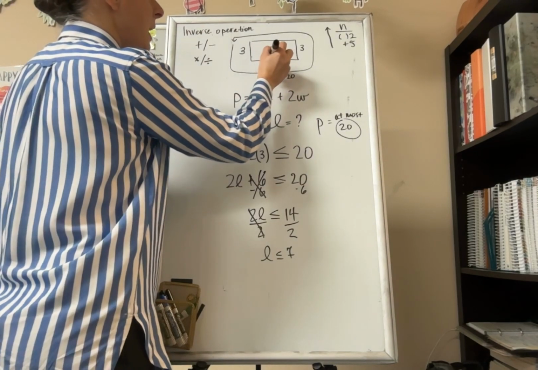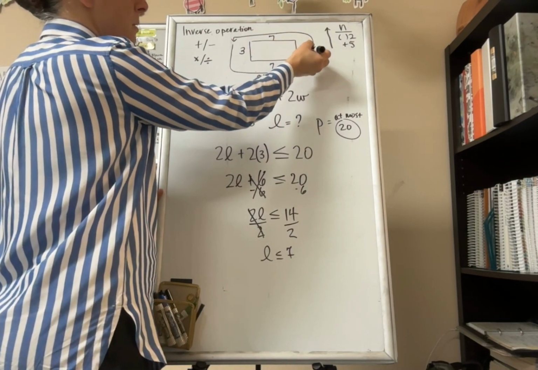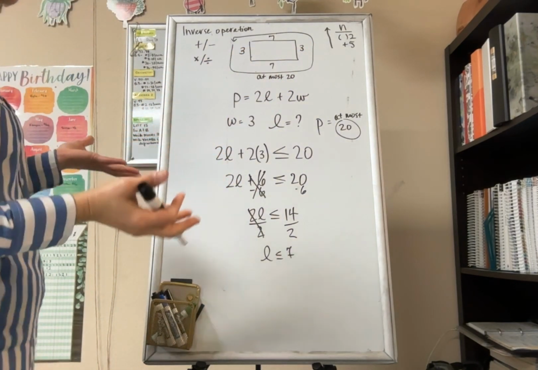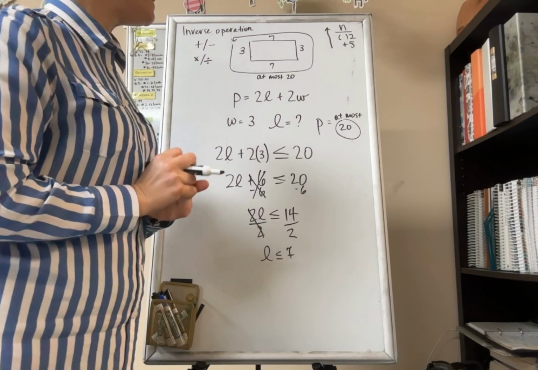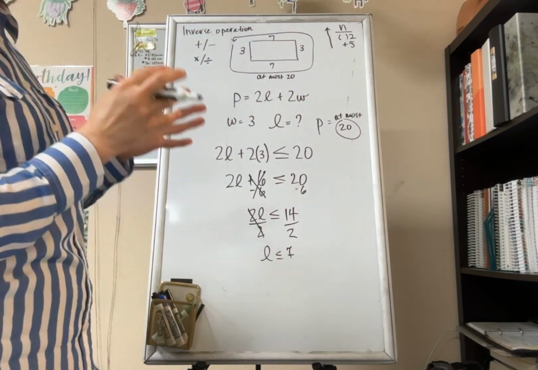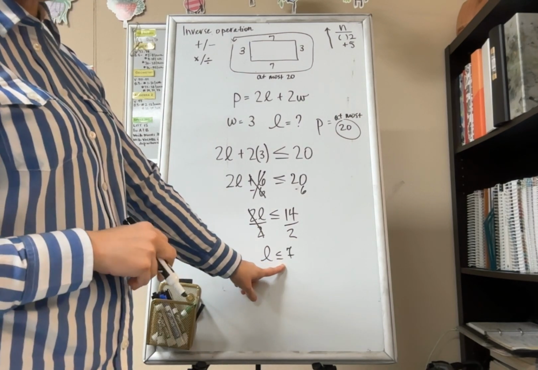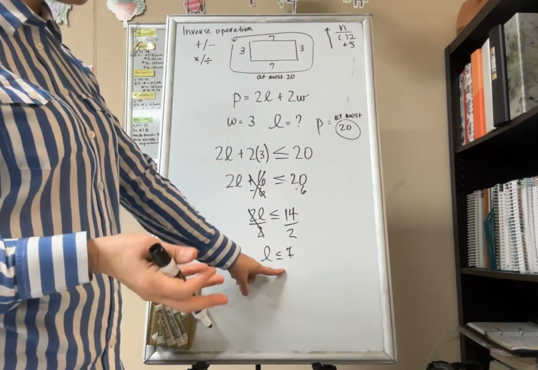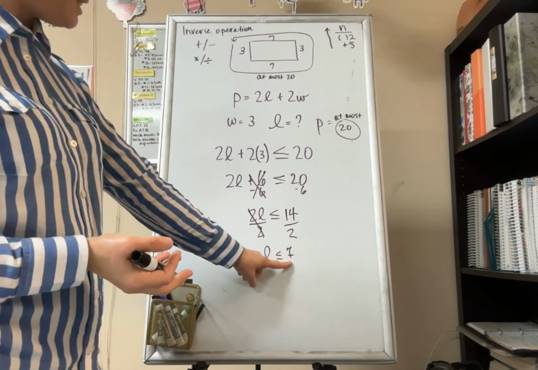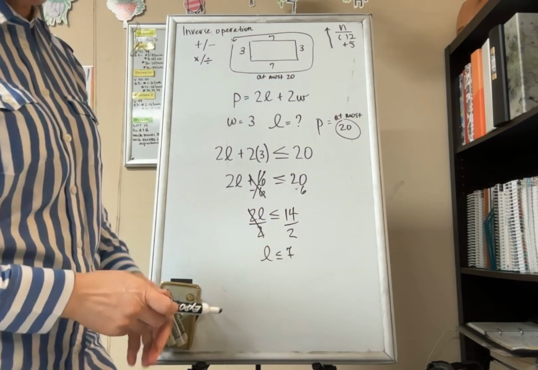So let's check that out. If we have a length of 7, 7 plus 3 makes 10. 10 and 10 makes 20. So if she does a raised bed that's 3 feet wide and 7 feet long, the perimeter would be exactly 20 feet. Now she can go smaller than 7 feet if she wants to. She could go 6.5, 6, 5, whatever she chooses to do. But any bigger than 7 for the length, and she's going to get a perimeter that's larger than 20.